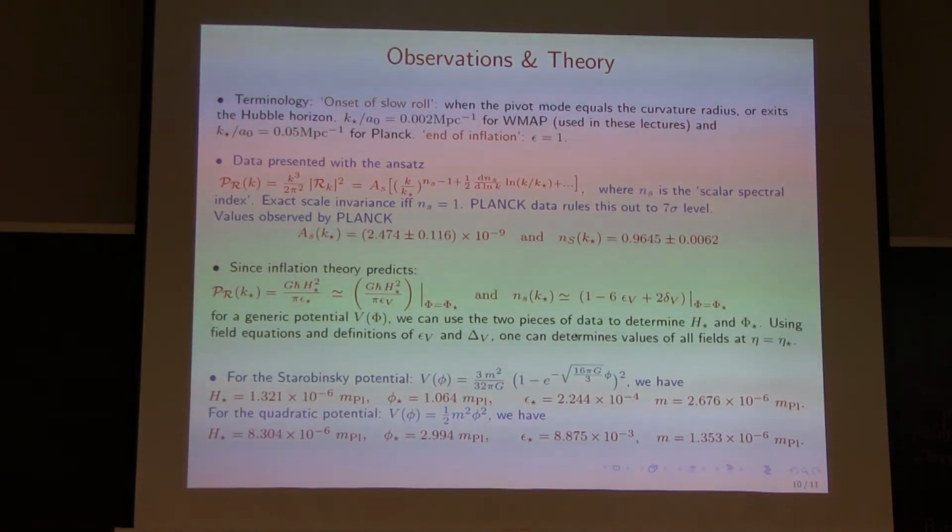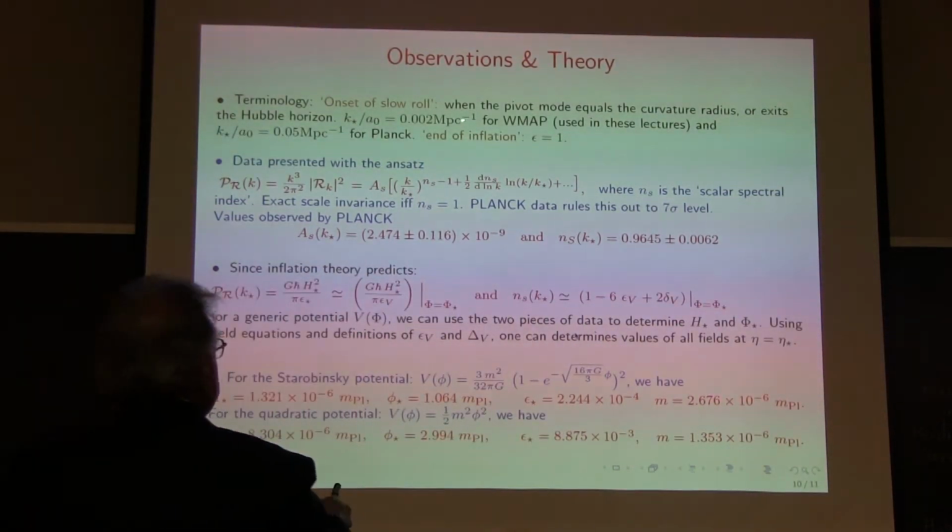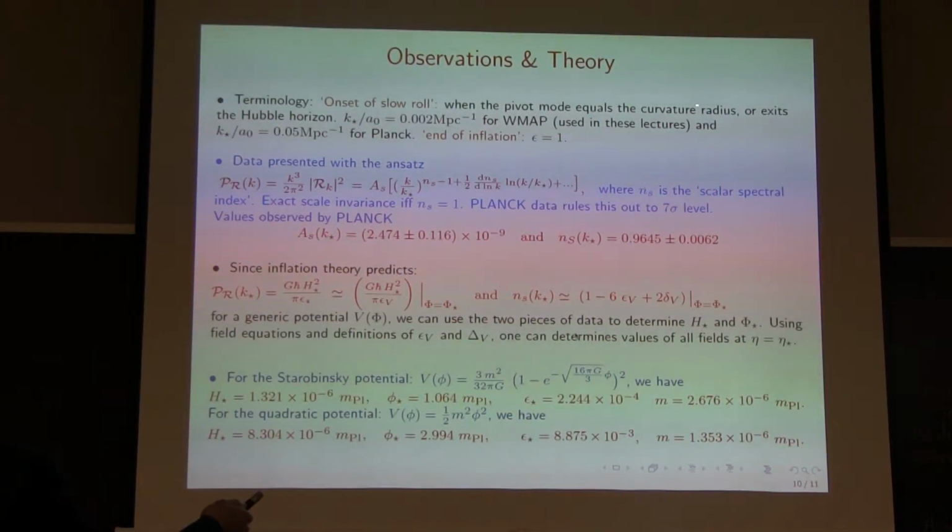So finally, between observation and theory. The onset of inflation is when the wavelength of the pivot mode equals a curvature radius, or, if it exists, the Hubble horizon. That is the same terminology. And K star upon A naught, where A naught is today's scale factor, should be about 0.002 megaparsec minus 1.